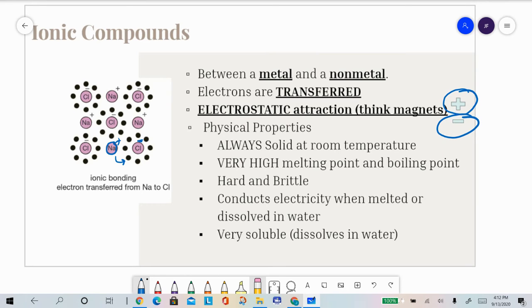The physical properties of an ionic compound are that they're always solid at room temperature. They have a very, very high melting and boiling point. They're hard and brittle. They conduct electricity when melted or dissolved in water, and they're very soluble, meaning they can dissolve in water easily.